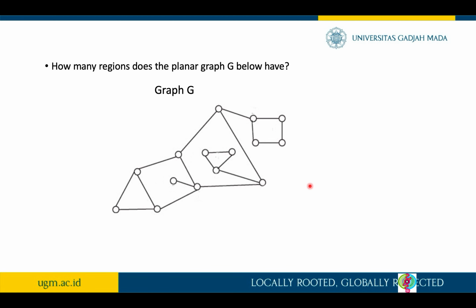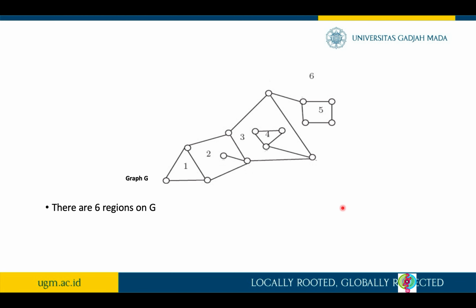Okay, this is another example. How many regions does the planar graph G below have? So we have here 1, 2, 3, 4, 5, 6, and the 6th region is the infinite region. So these are the regions here on graph G: 1, 2, 3, 4, 5, and 6.